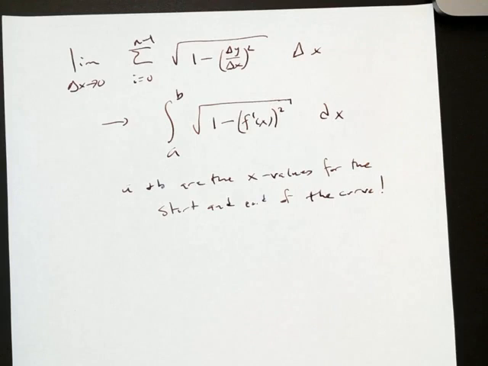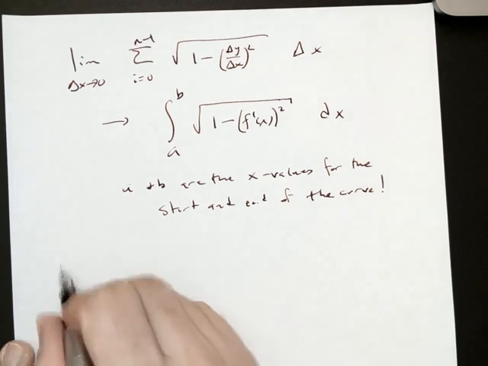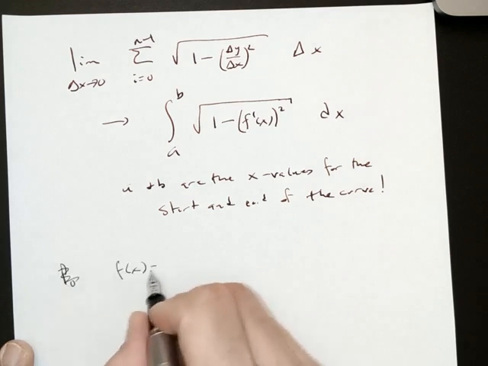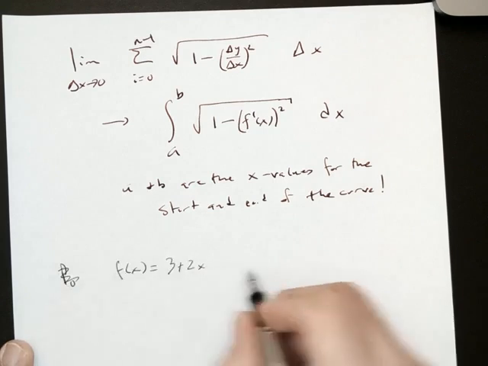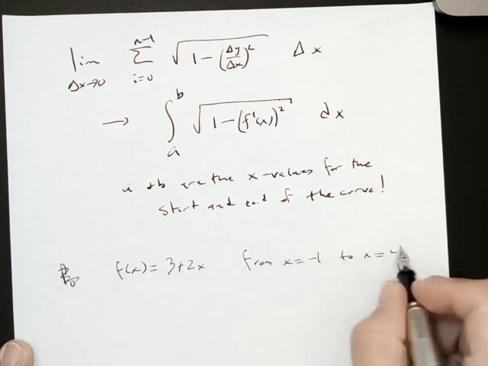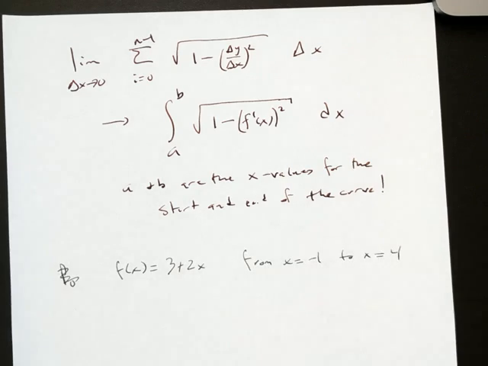Now, problem number 1 is that because there's a big square root in here, this integral might not be easy. But even if this integral is easy, how do I know if it works or not? Let's see if we got this idea right. I'm going to do a straight line. My curve is a straight line. Straight lines are nice and easy.